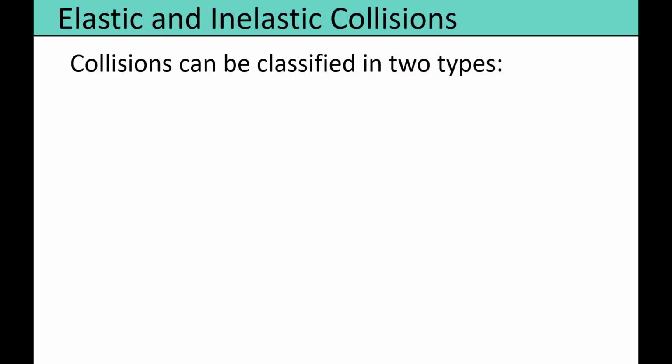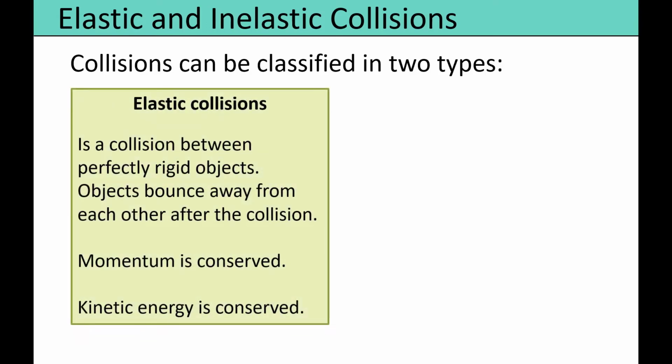We can classify collisions in two different types. The first, elastic collisions, are collisions between very rigid objects, such as the collision between two billiard balls. After the collision, these objects will bounce and move away from each other. In these types of collisions, momentum is conserved and kinetic energy is conserved.